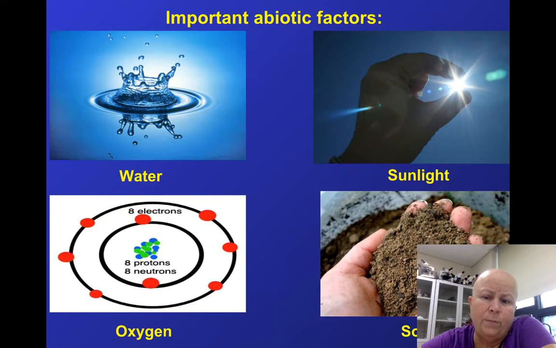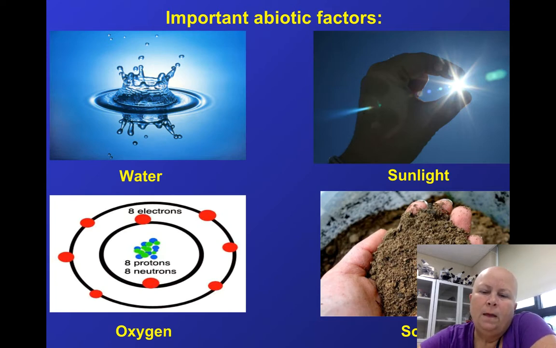Soil is also very important. Plants get a lot of their nutrients from the soil. It also provides a place for their roots to grow. There are a lot of bacteria that live in soil. There are a lot of fungi like mushrooms and things like that. It is a very important abiotic factor.